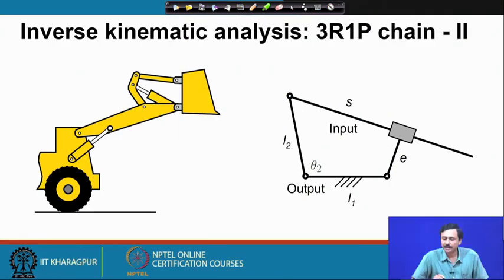Now, let us look at the inverse kinematic analysis of this chain. So, the problem now is we are given this angle theta 2, we have to find out what should be the actuator throw to achieve this angle. So, this is the inverse kinematics problem.